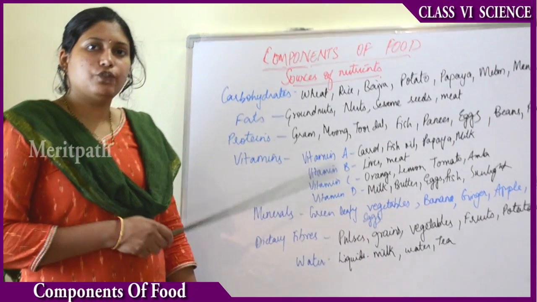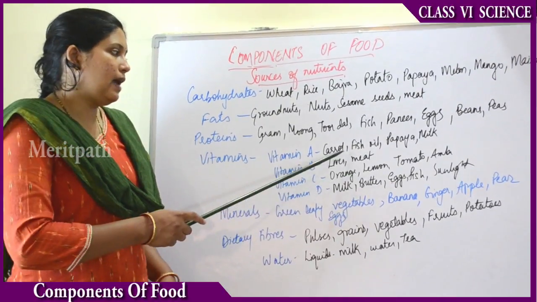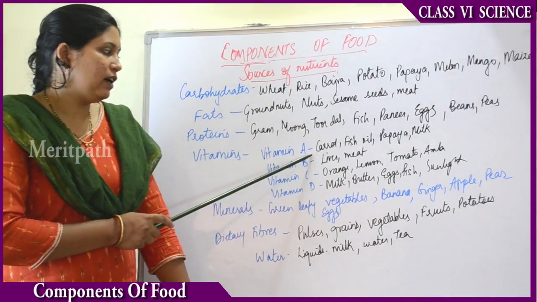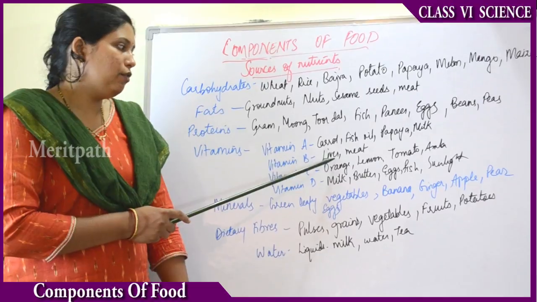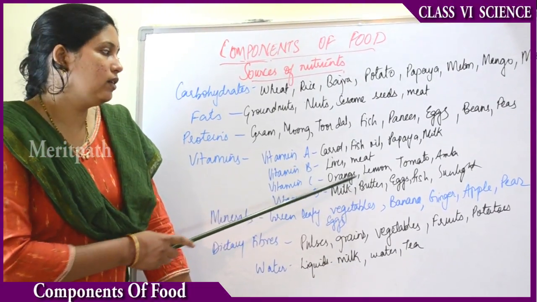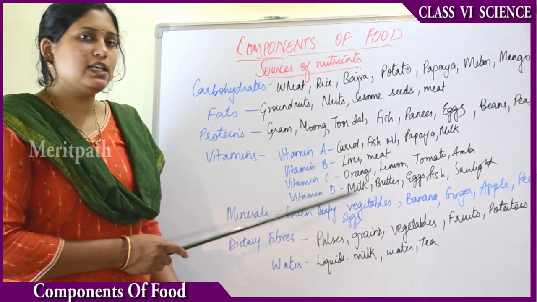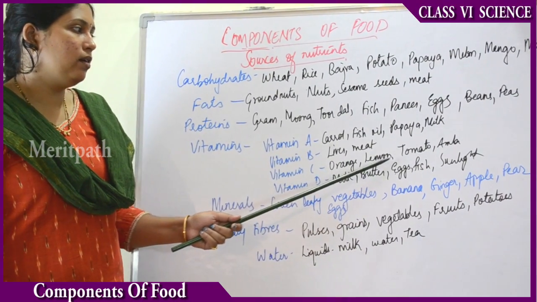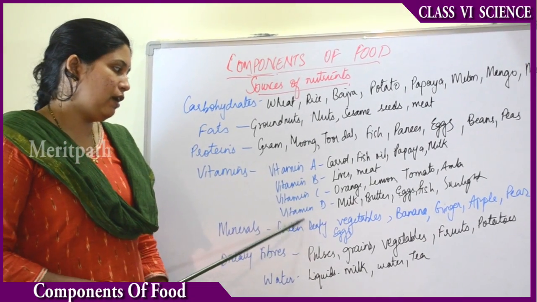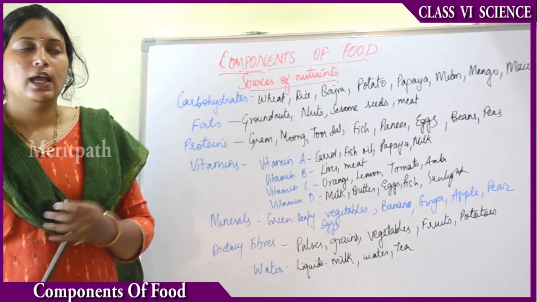Then vitamins, we have different types of vitamins, right? A, B, C, D. So vitamin A sources are carrot, fish oil, papaya and milk. So all these are sources of vitamin A. Vitamin B sources are liver of the animals like cow, chicken and goat. Then meat. Then vitamin C boosts your immunity. Vitamin C sources are orange, lemon, tomato and amla. Amla means gooseberry. Vitamin D sources are milk, butter, eggs, fish and sunlight also.